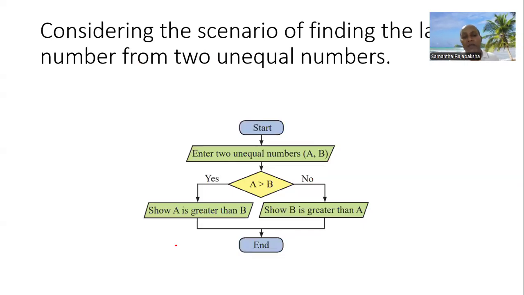So if you take a very simple example for the selection flowchart, where we input the two numbers A and B. You compare A and B. If the condition is true, then you can say A is larger than B. If the condition is false, you can say B is larger than A. Like this is basically selection. Now we need to understand how you can do this in programming.